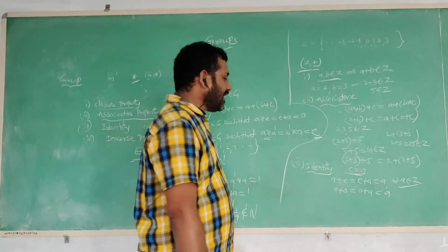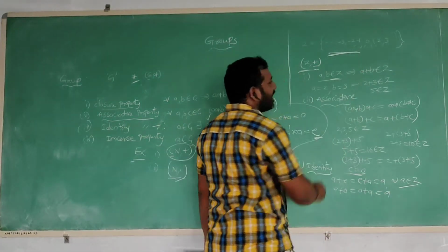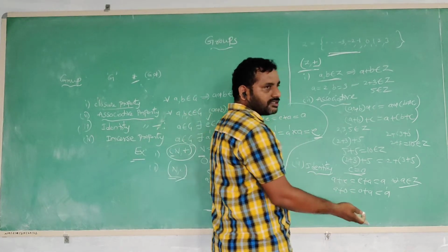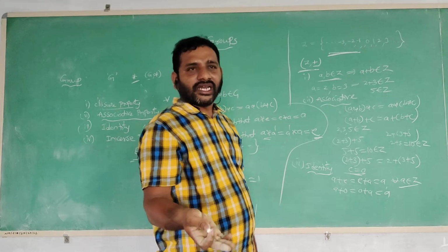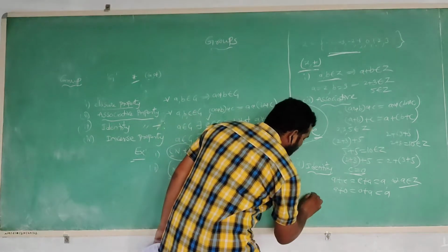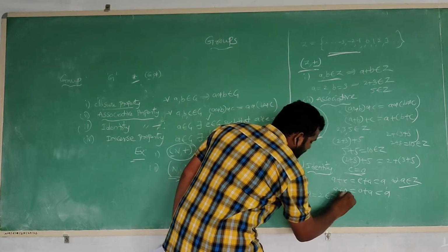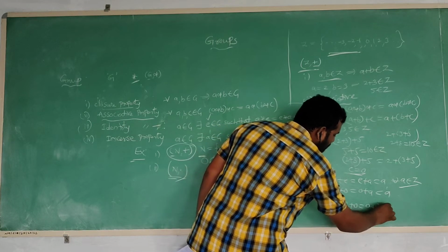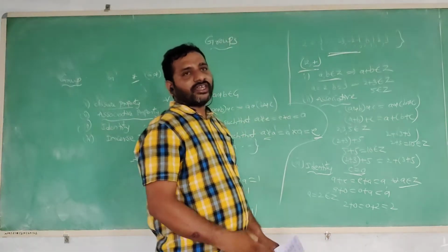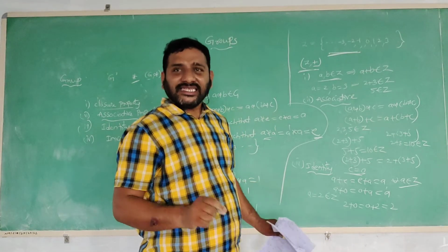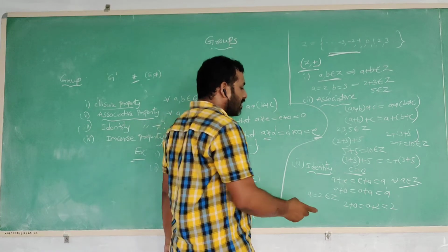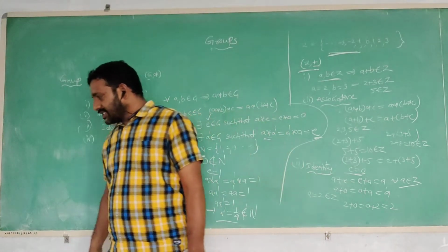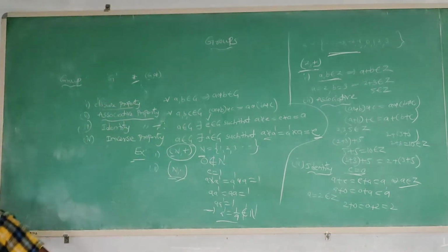Here we can take any element in Z. For example, I take a equals 2, and 2 belongs to Z. Then 2 plus 0 equals 0 plus 2, which also equals 2. That's why, for any element in Z, the identity property must be satisfied. And next, the inverse property.